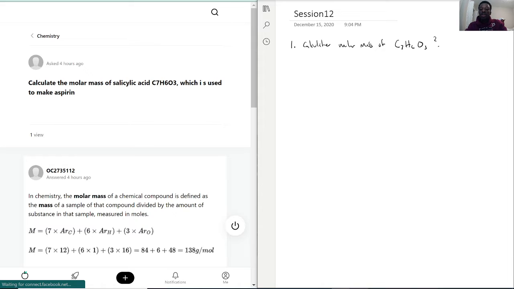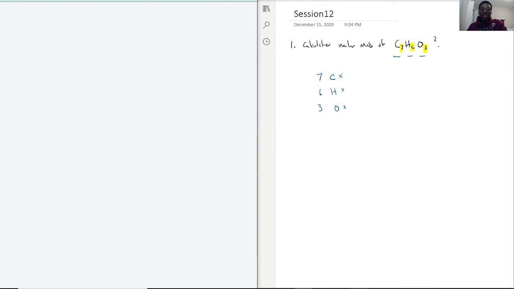What do I mean by constituents? I mean we have the carbon here, hydrogen here, and oxygen. So we know that salicylic acid is made up of 7 carbons, 6 hydrogens, and 3 oxygens. How do they get that number? I'm looking at the subscripts for each atom mentioned, okay? So with that being said, we have 7 carbons, 6 hydrogens, 3 oxygens. I'm going to multiply each of them by their atomic mass units represented on the periodic table.